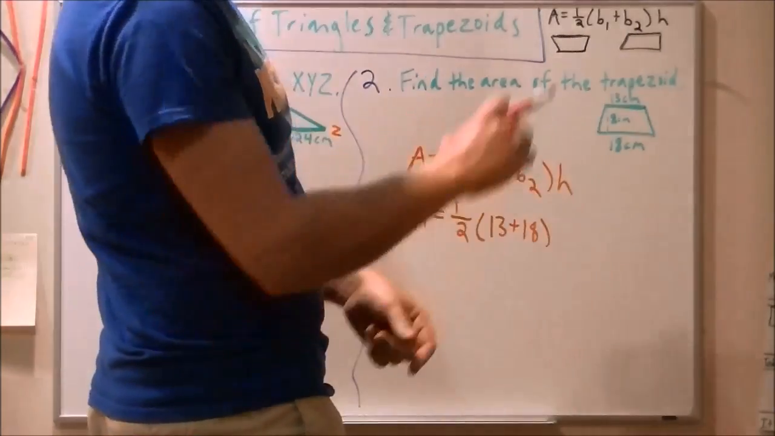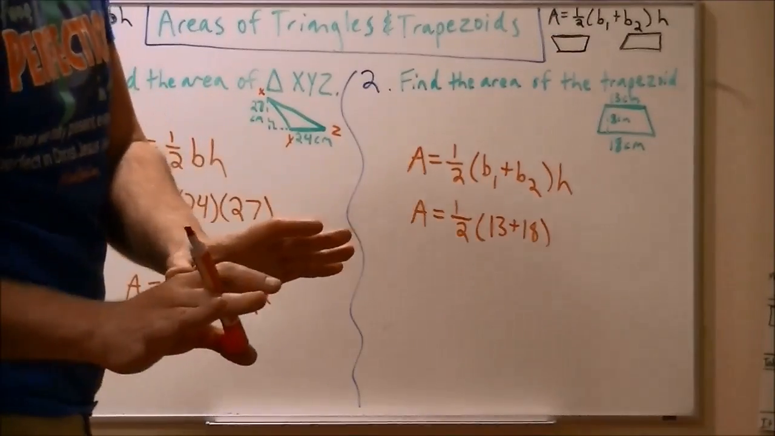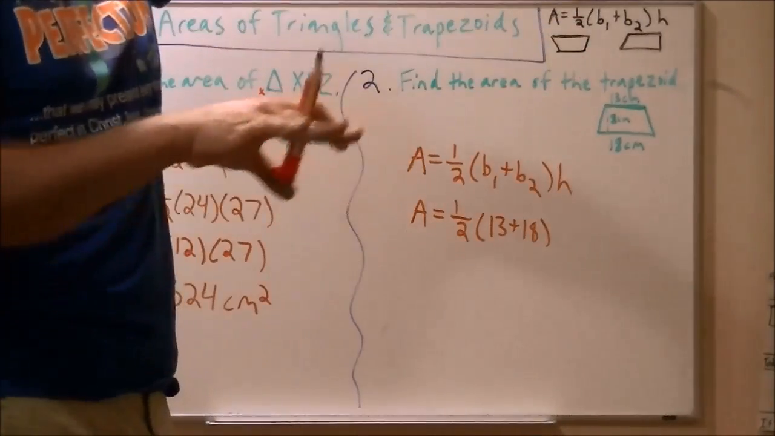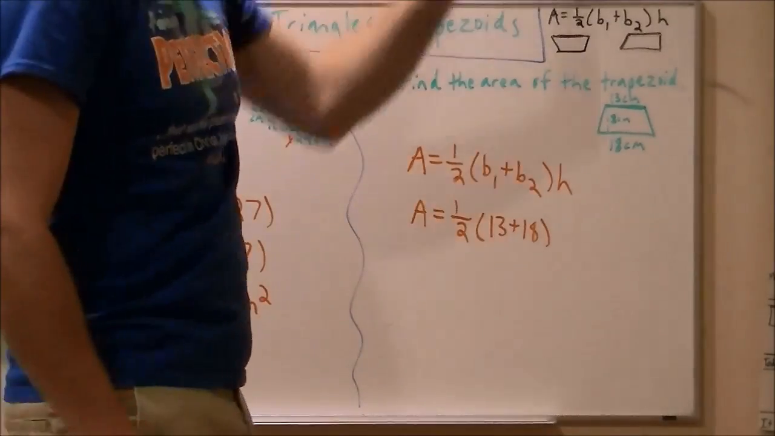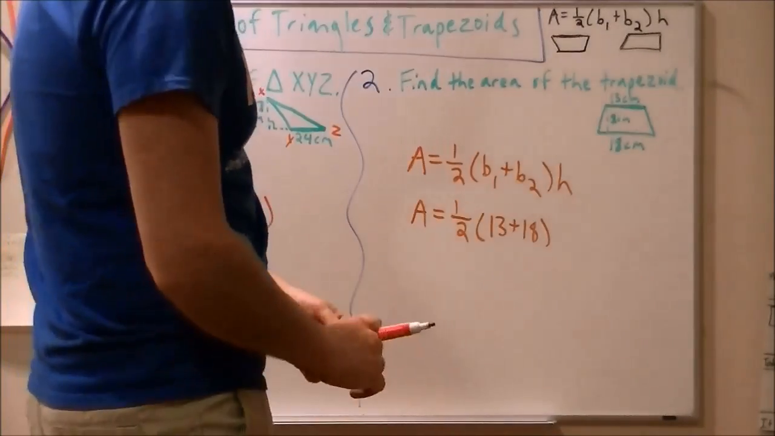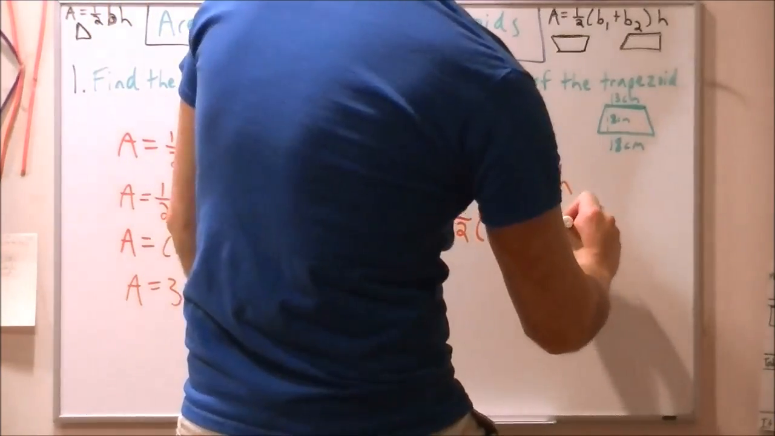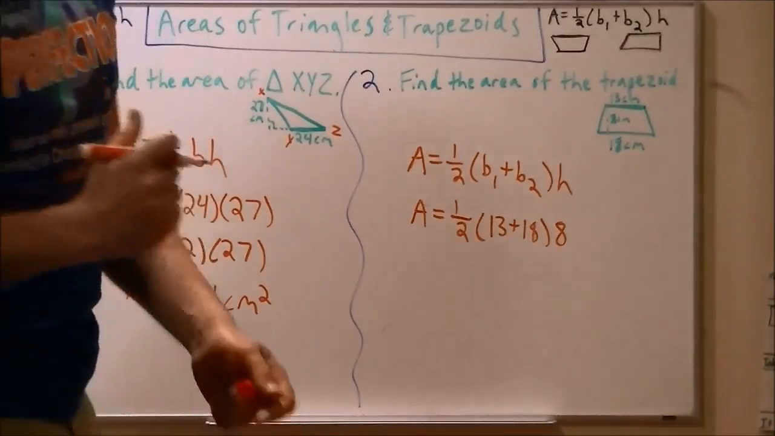Well, like before, it's a dashed line, and usually it's that way, not always, but whatever's not the same direction as your bases, okay? Whatever's straight up and down connecting those, and that's 8 centimeters. And so for h, I'm going to write in 8. Now remember order of operations.